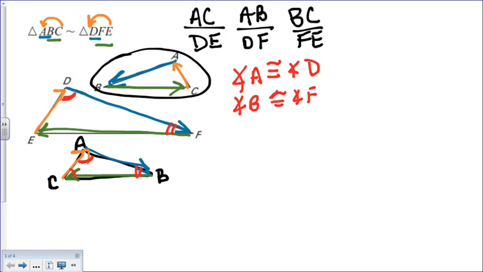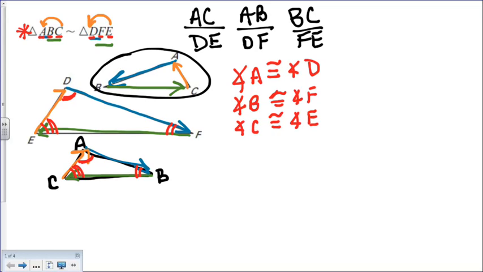Okay, and then that means angle C is congruent to angle E. I saw that in a picture, but notice the original statement they gave me up here. See how A is first, then D. So angle A is congruent to angle D. B is second, F is second, so B is congruent to F. And C is congruent to E because E is last and C is last.